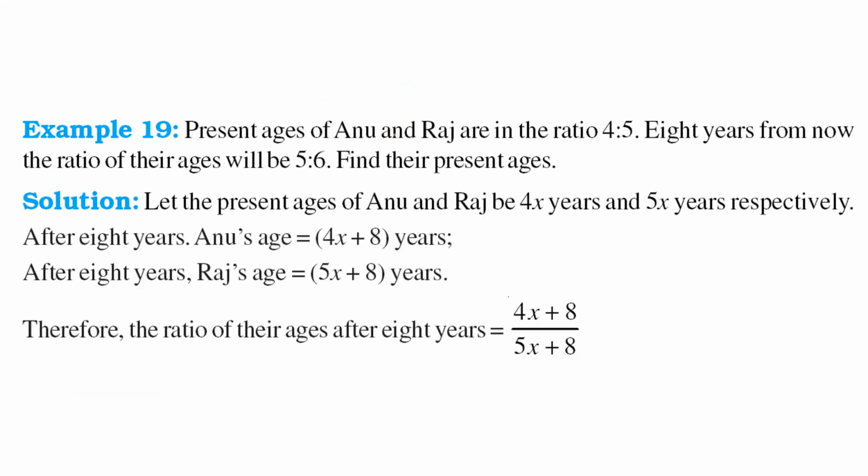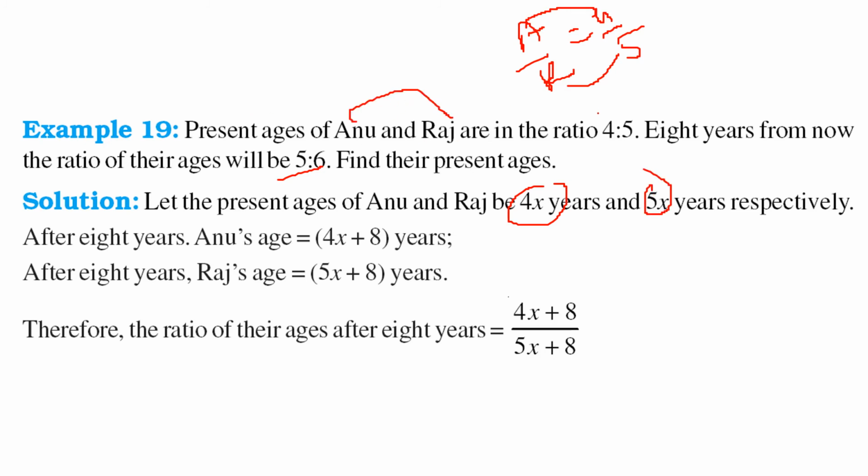Now, present ages of Anu and Raj are in the ratio 4:5. So, if we take the Anu and Raj age, it will be 4:5. 8 years from now, the ratio of their ages will be 5:6. So, just take one of these as 4x, the other will be 5x. If Anu is 4x, Raj's age will be 5x. How? Because the present ages of Anu and Raj are in the ratio 4:5. So, 4x, 5x. Now, after 8 years, you add 8 to 4x and you add 8 to 5x.